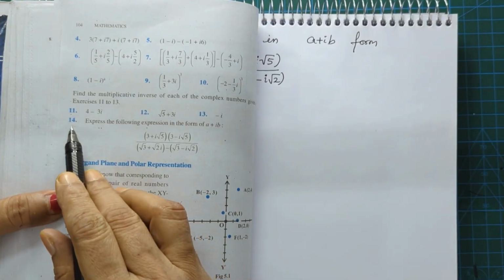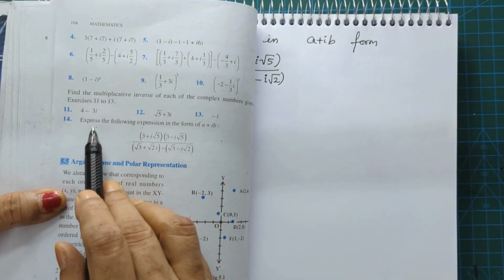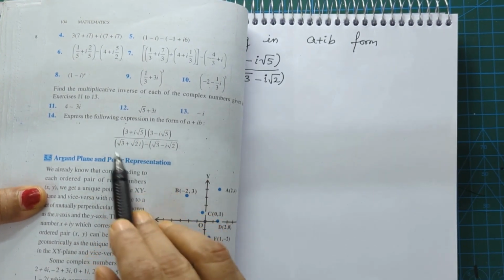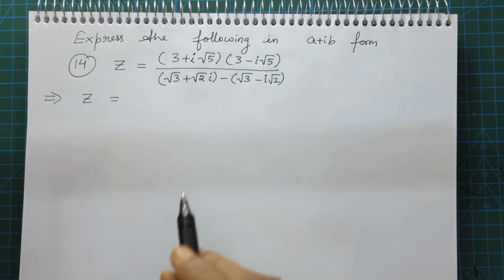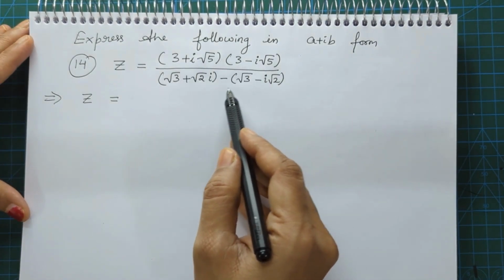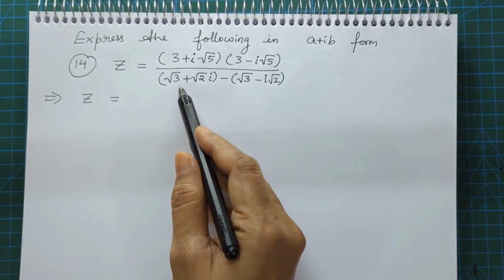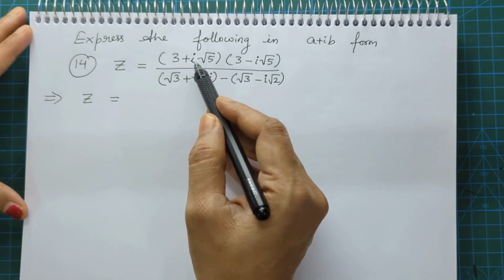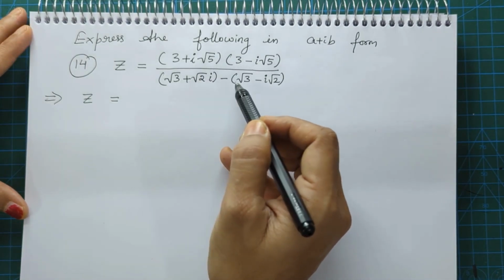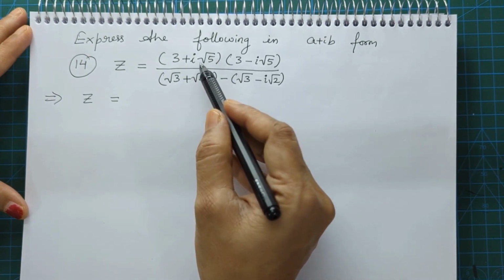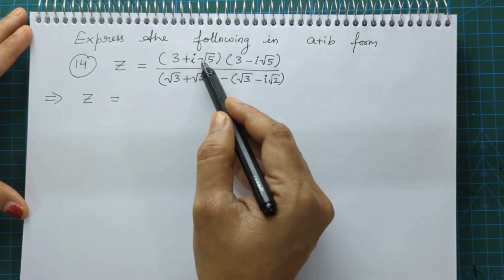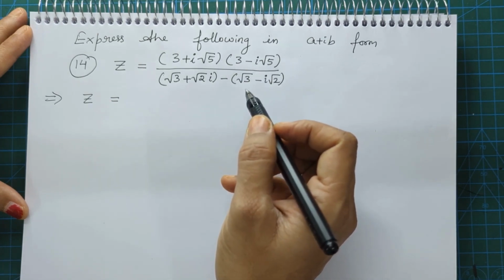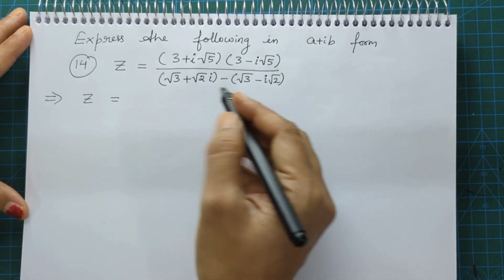We have come to the last question of exercise 5.1. The question is, express the following expression in the form of a plus ib. We are given one expression, so we have to write this complex number in the standard form. Standard form is a plus ib. The numerator is a product and the denominator is a difference of complex numbers. The numerator appears in the form of a plus b times a minus b, which is a square minus b square.